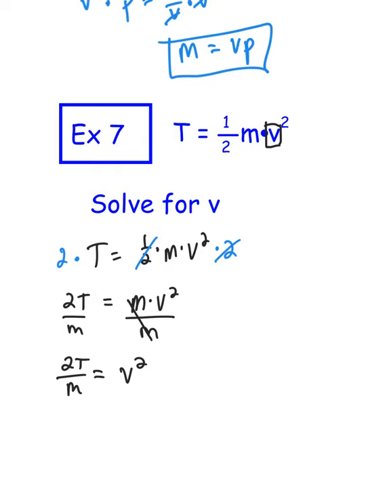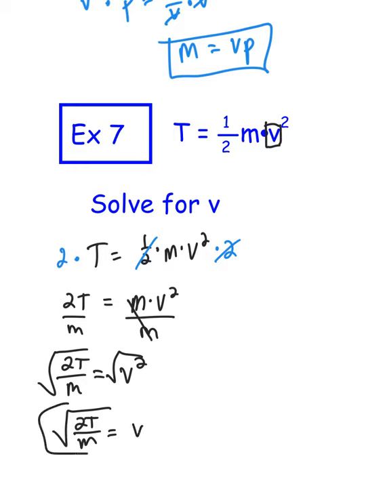And now we're pretty much done. We just need to get rid of squaring, and the inverse of squaring is square root. And so we end up with the square root of 2T over M equals V. And that is our final answer.